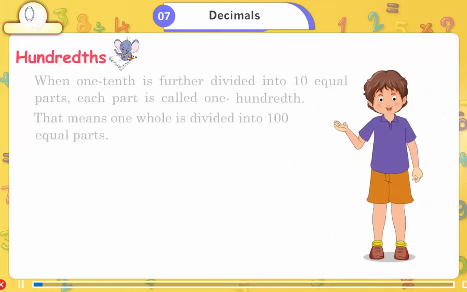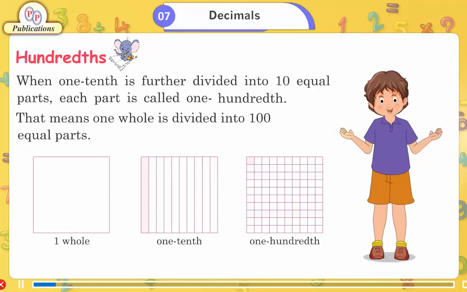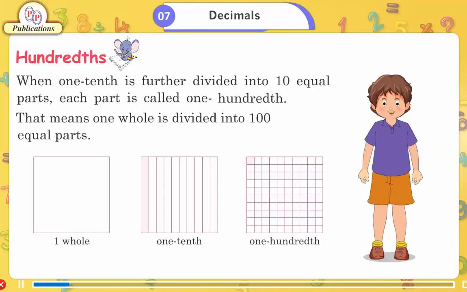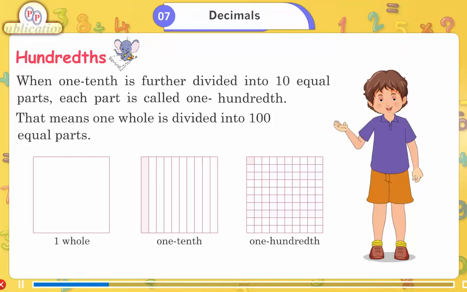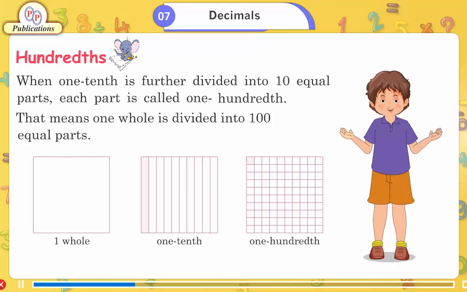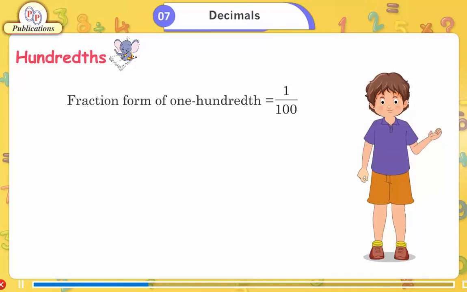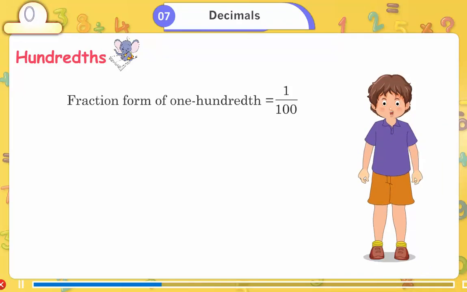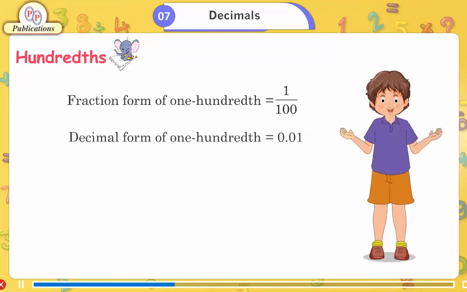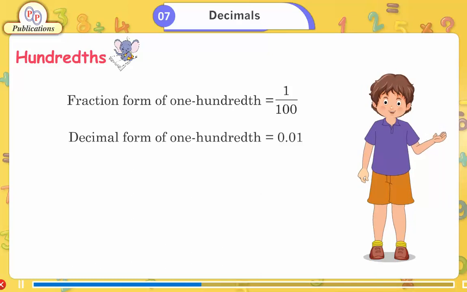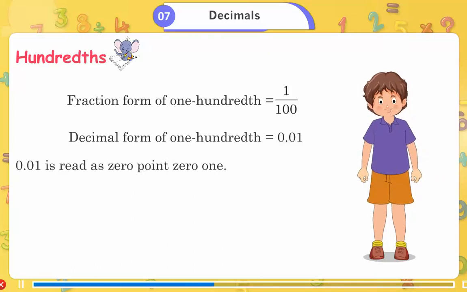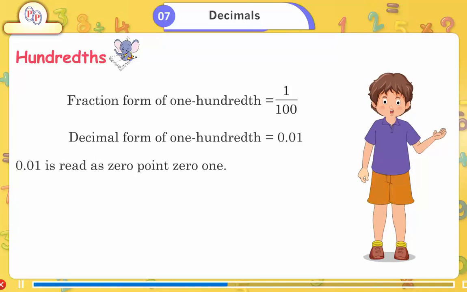Hundredths. When 1/10 is further divided into 10 equal parts, each part is called 1/100th. That means one whole is divided into 100 equal parts. One whole, 1/10, 1/100th. The fraction form of 1/100th is 1 upon 100. The decimal form of 1/100th is 0.01. 0.01 is read as 0.01.